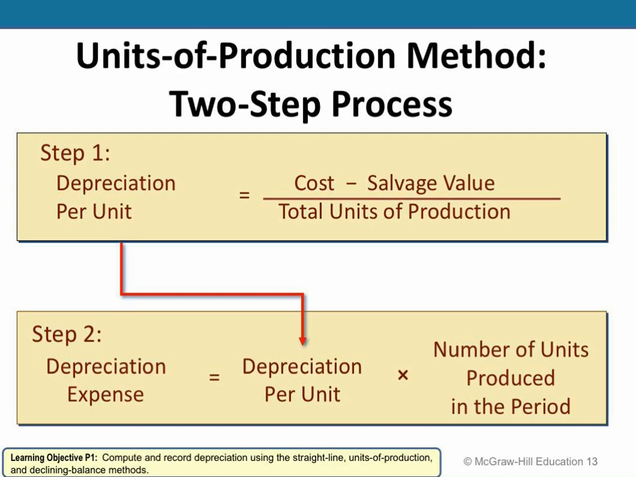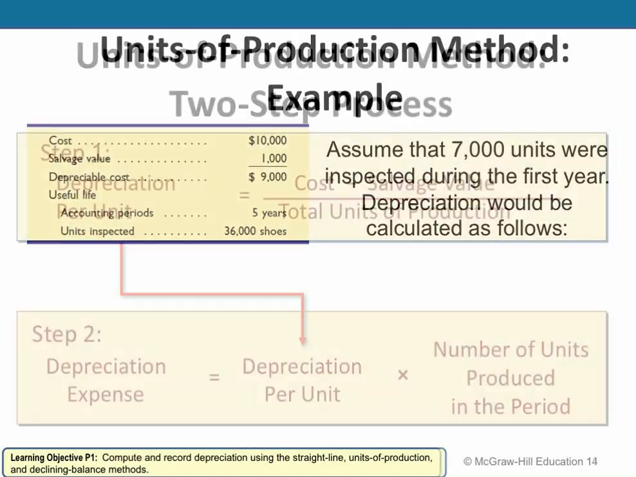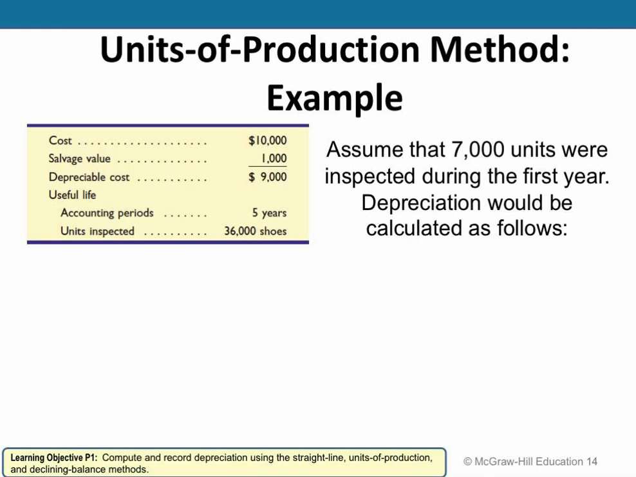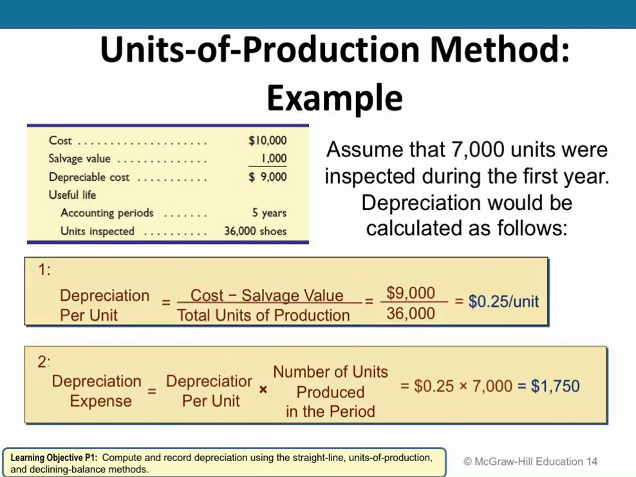So unlike the straight line where we had 1,800 every year, here we're going to have some variability. Some years it might be more depreciation if we produce more items, and some years it might be less. But we always will have to be given or know what that number of units produced in the period is. So let's say we're given 7,000 for the units of production, then we would take our 9,000 wear and tear divided by 36,000 units to get our 25 cents per unit, multiply 25 cents by the 7,000 units to get 1,750. So here we're a little lower than the 1,800 we saw with the straight line.